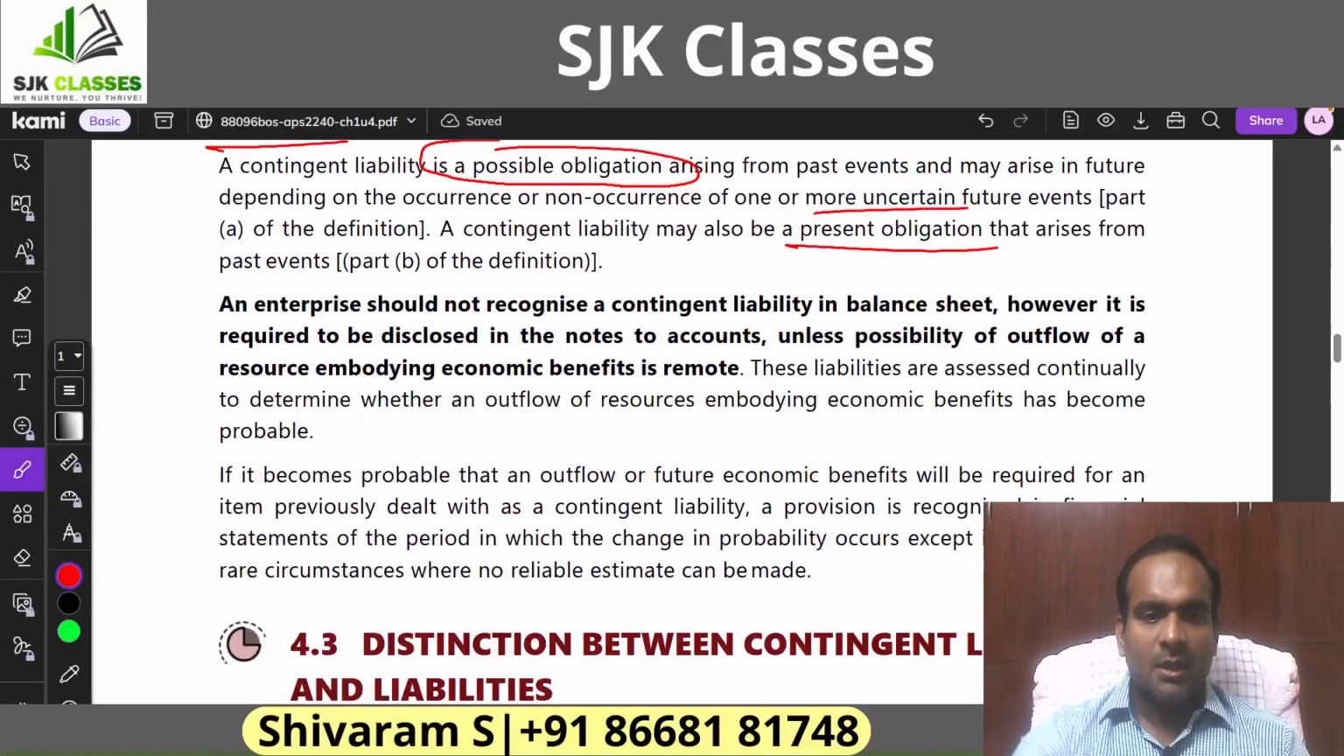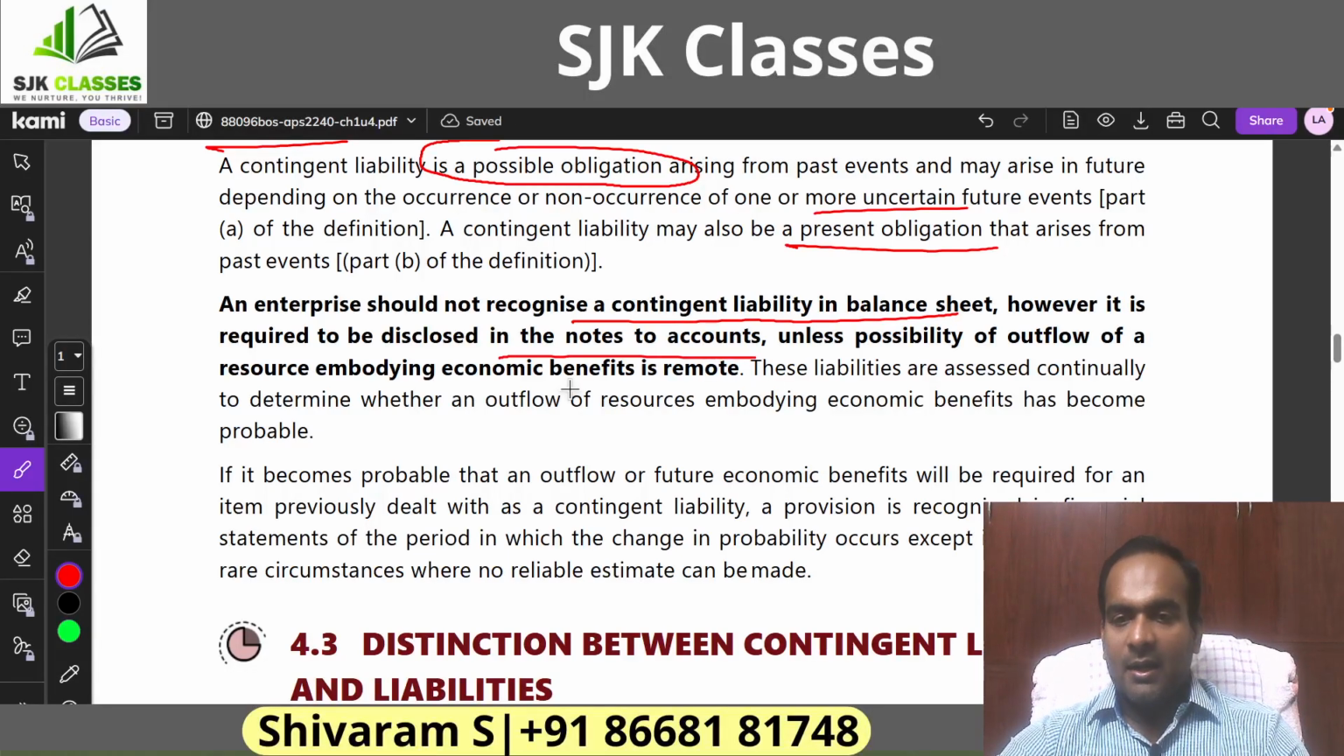So look at the section. An enterprise should not recognize a contingent liability in the balance sheet. This is a key point. However, it is required to disclose it in the notes to accounts unless the possibility of outflow of resources embodying economic benefit is remote. This is another key point. These liabilities are assessed continually to determine whether an outflow of resources embodying economic benefit has become probable.